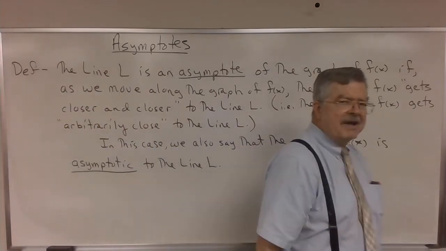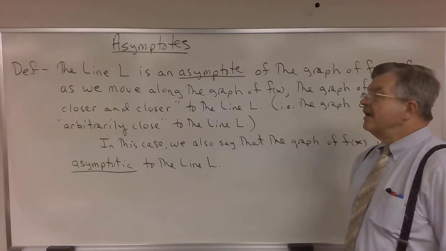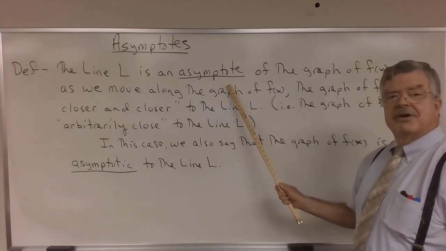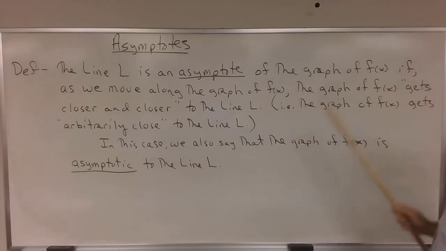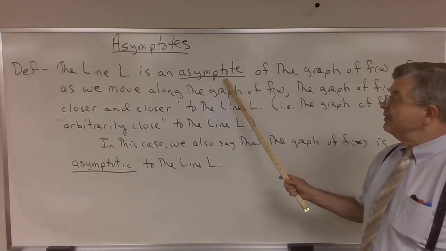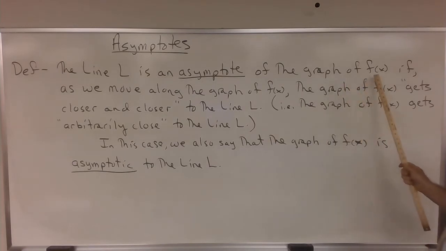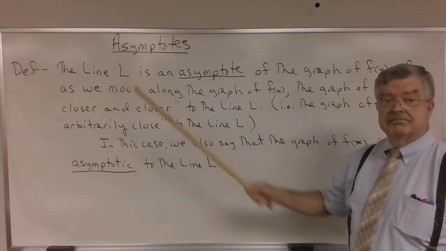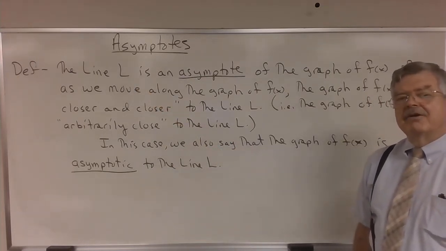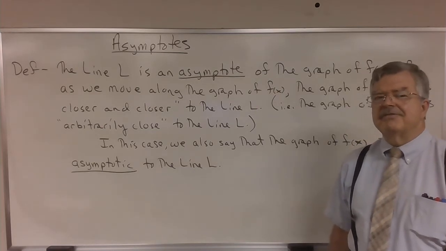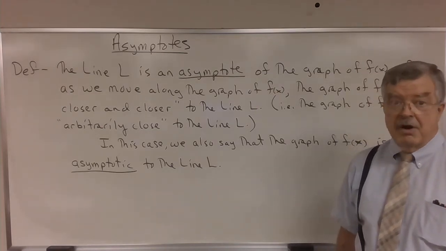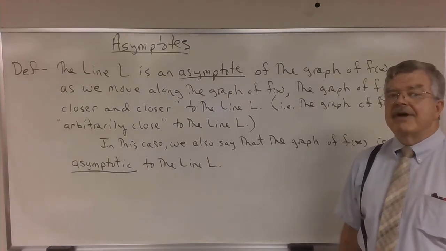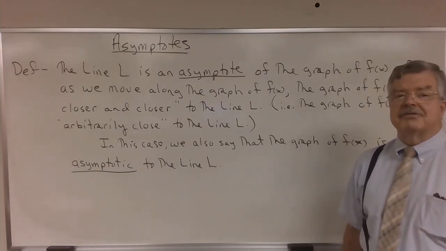Now let's review this definition for a second. We use the term asymptote in connection with the graph of a function f of x. Also, an asymptote of the graph of f of x is a line. Now, do all functions and all graphs of functions have asymptotes? The answer is no. Some graphs of functions have asymptotes, some don't.